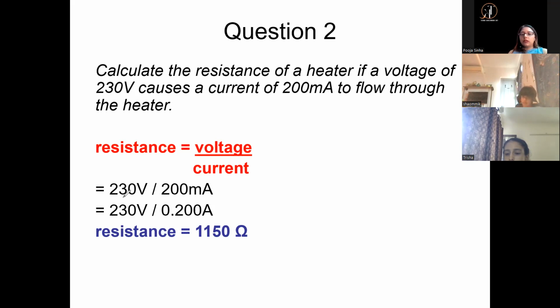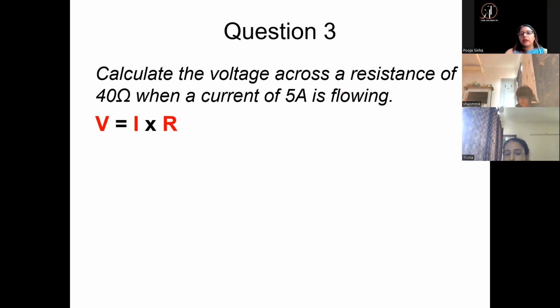So 230 volts. This I think we have understood. So do I need to show it again? No, not needed, right? The only thing that you have to be mindful of is it is given as milliamperes, right? और हमको milliamperes नहीं चाहिए, हमको amperes चाहिए, right?